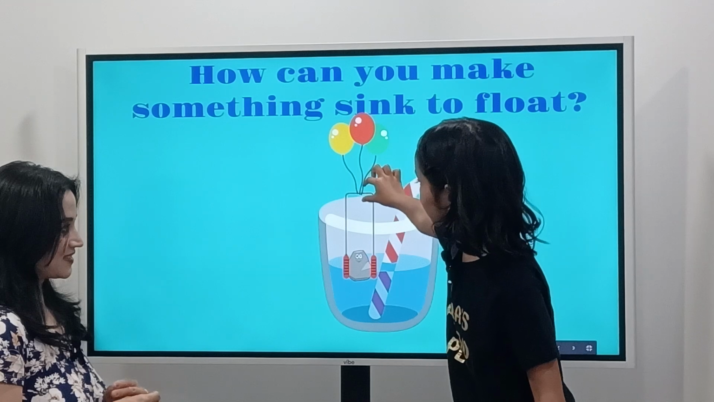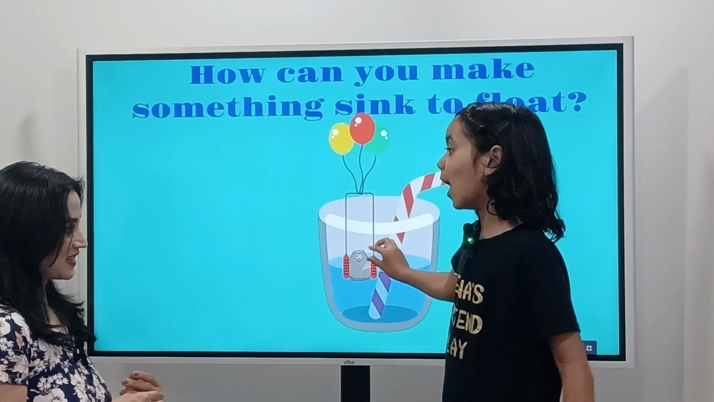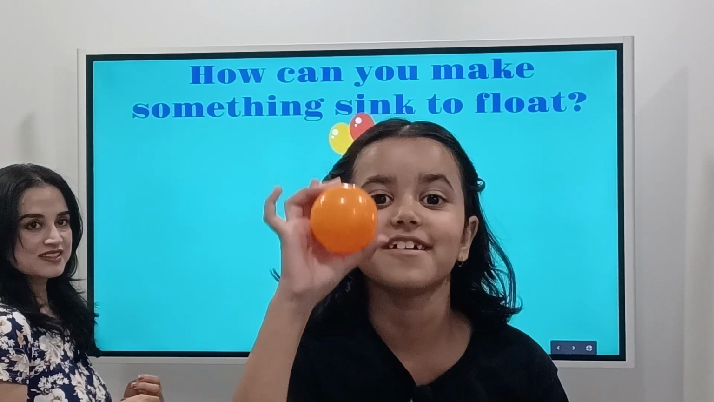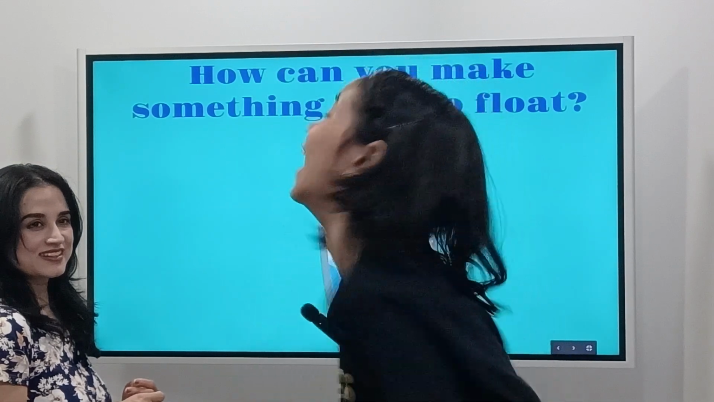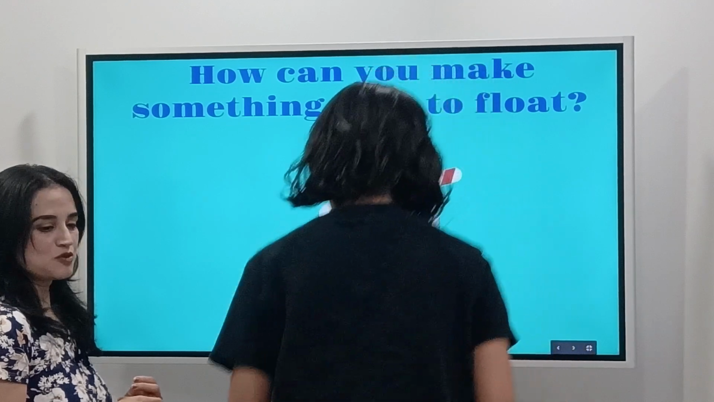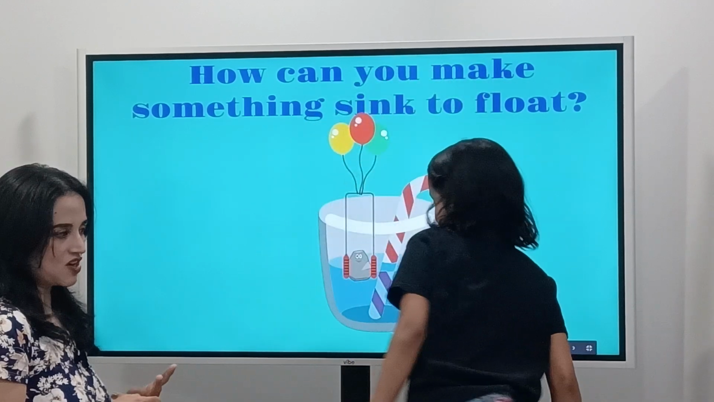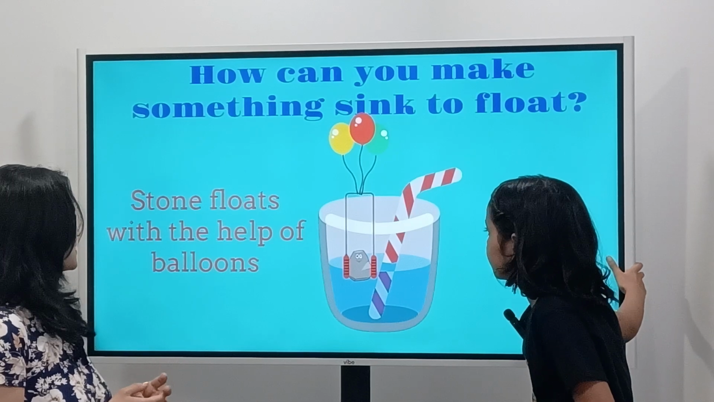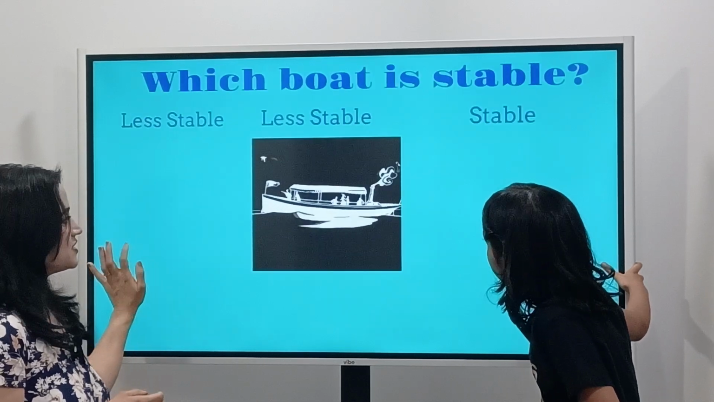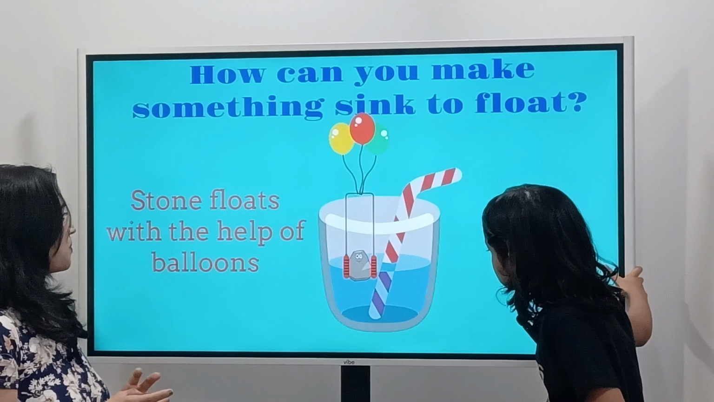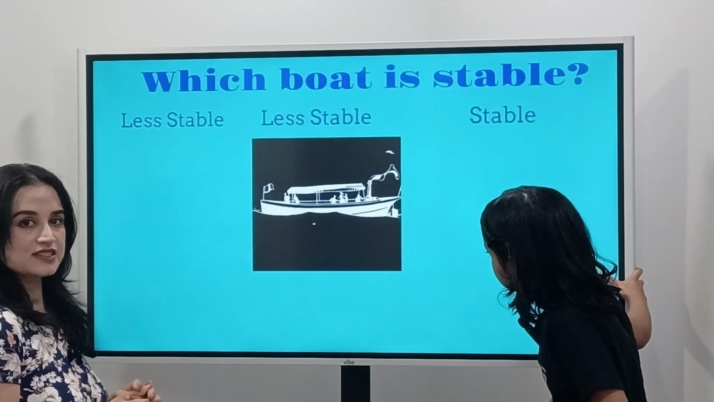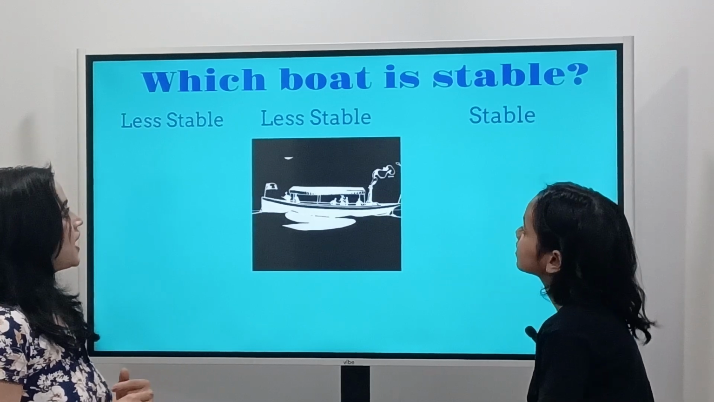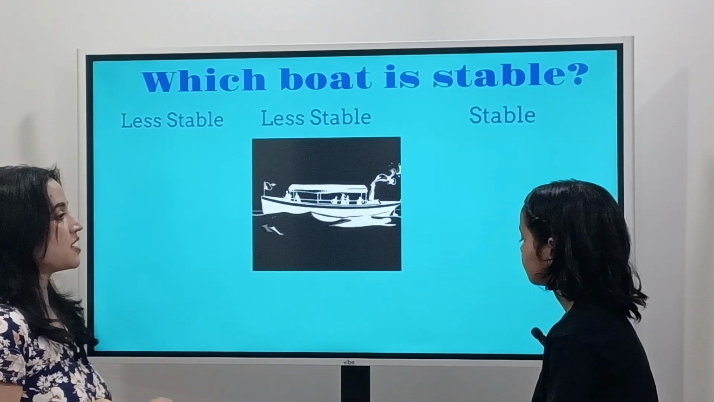If you put a rock here and you put a ball here, like this ball, then it will sink. Right. Okay, let's move to the next slide. It's a lot of experiments and a lot of learning today. Stone floats with the help of balloons, right? You can do that experiment at home. Try it. So now, which boat is stable?